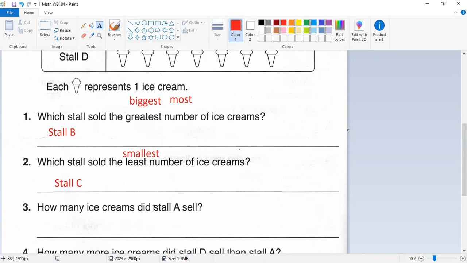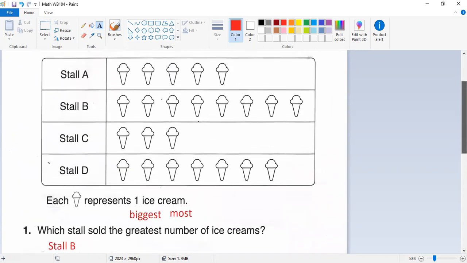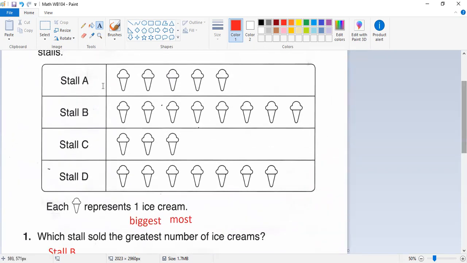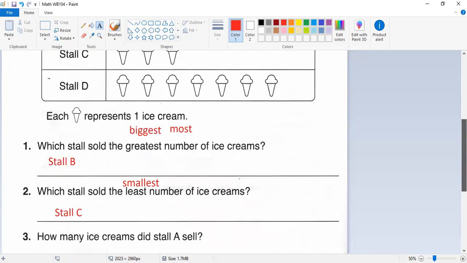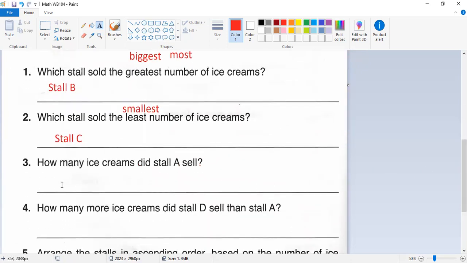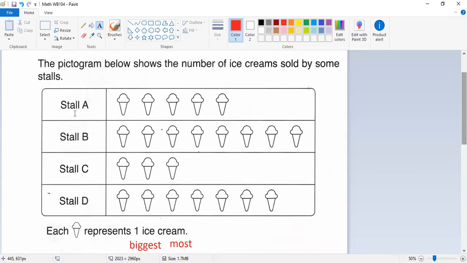So we're looking to answer this. We just got to find stall A and count them out. 1, 2, 3, 4, 5. Easy one. How many ice creams did stall A sell? We know that every ice cream picture is one ice cream, so it's 5.